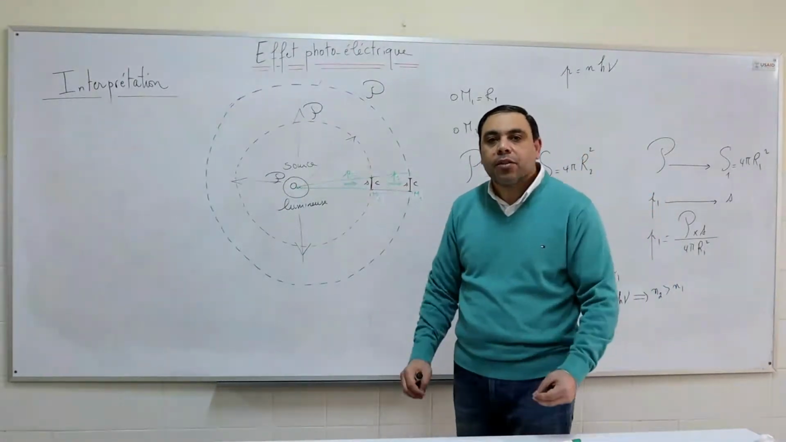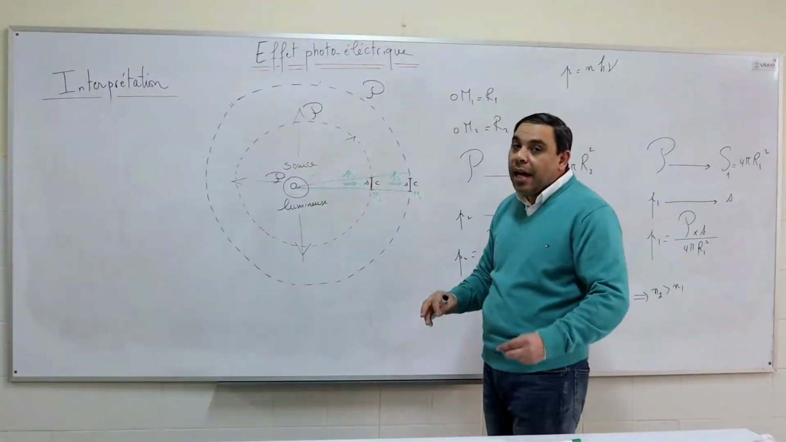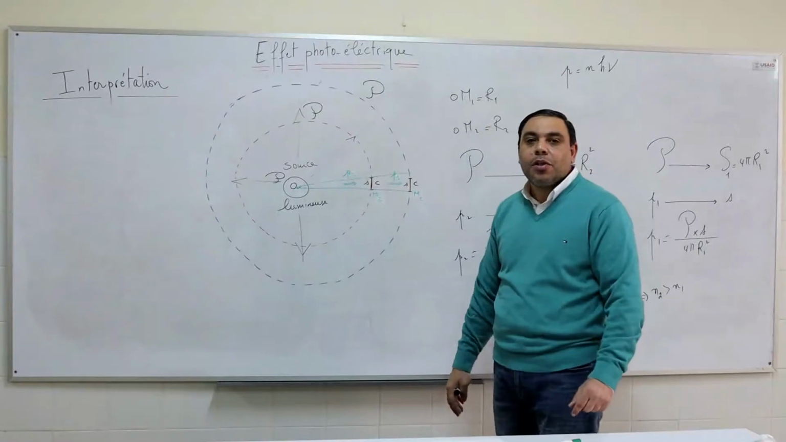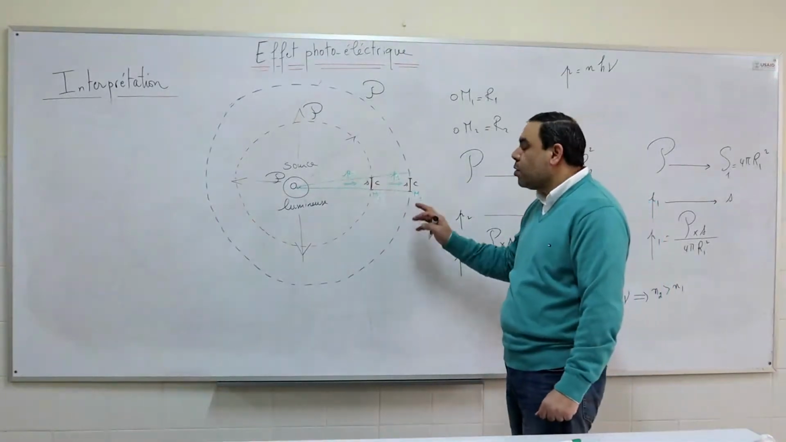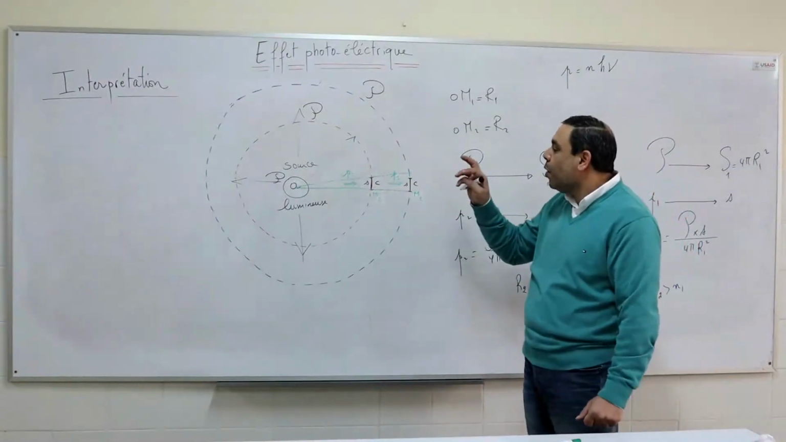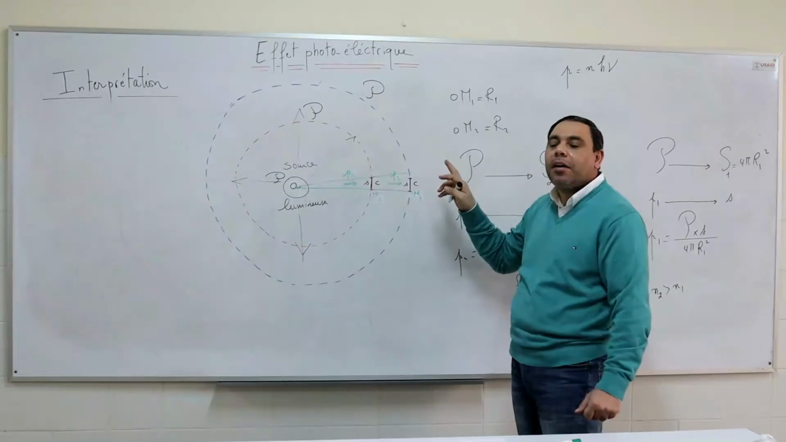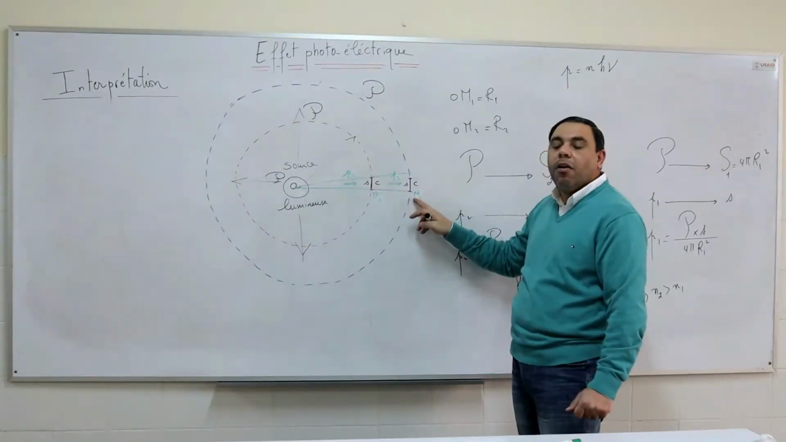Then the number of electrons emitted by the cathode in M2 is greater than the electrons emitted by the cathode in M1. And as a result, the electric current is greater when the cathode is closer to the source than when it is farther away from the source.